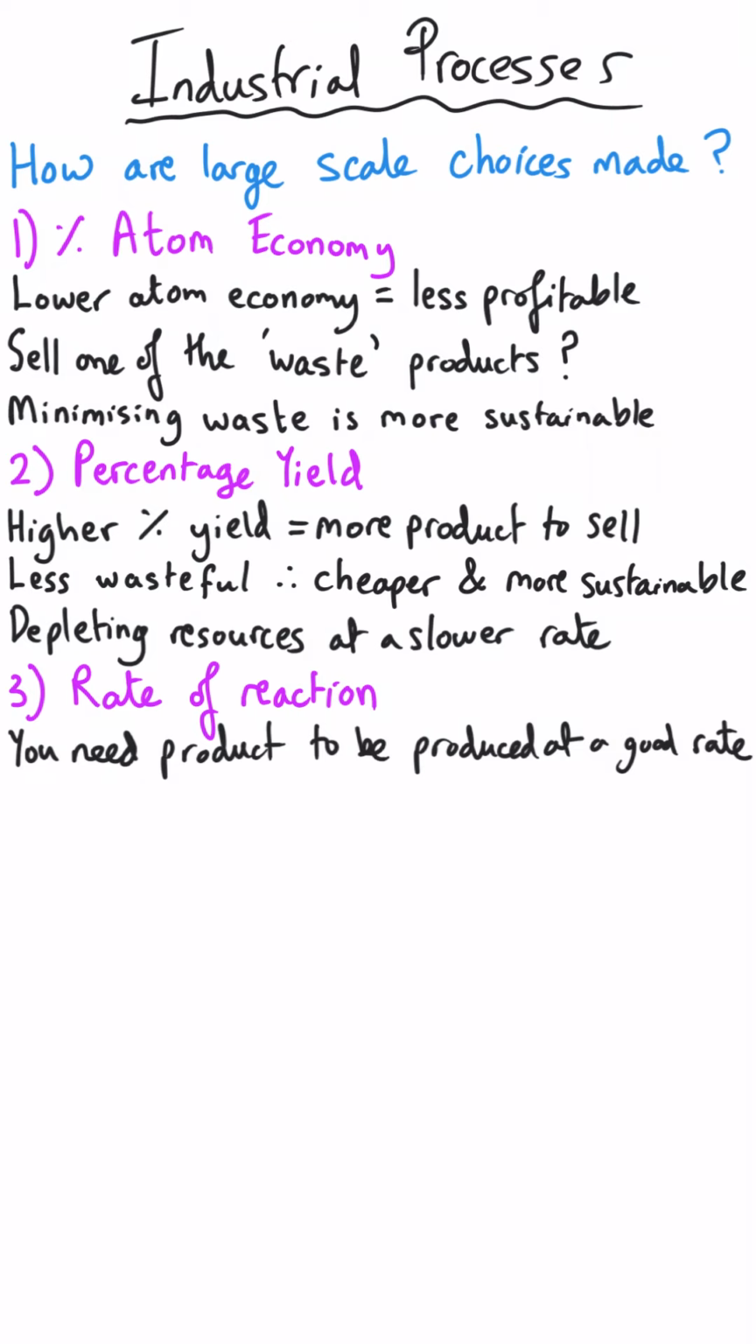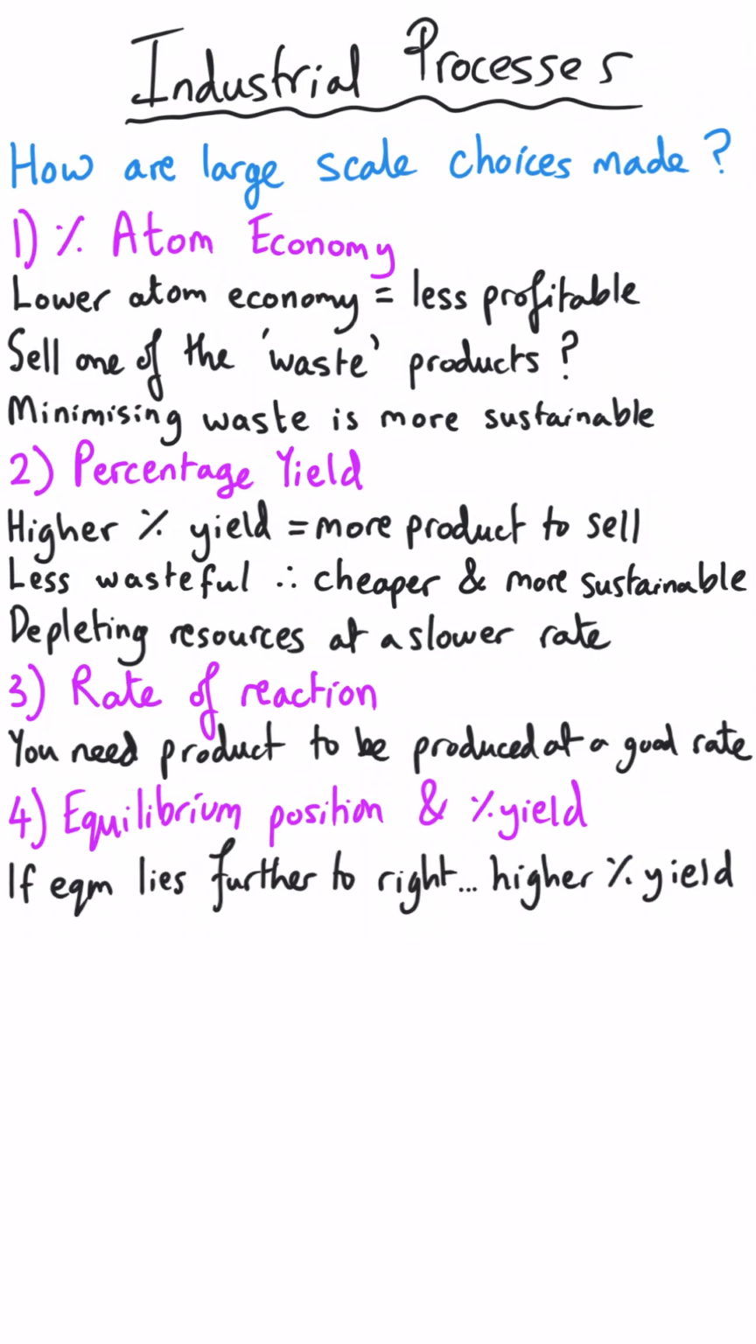Linked to that is equilibrium position. So for instance, if you've got a reversible reaction, such as the Haber process that we mentioned before, or the production of ethanol that we mentioned on the previous page, this reversible reaction will definitely not have a 100% yield. Sort of by definition, that is what a reversible reaction is.